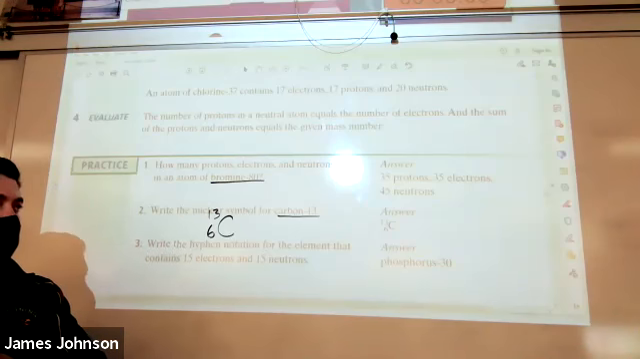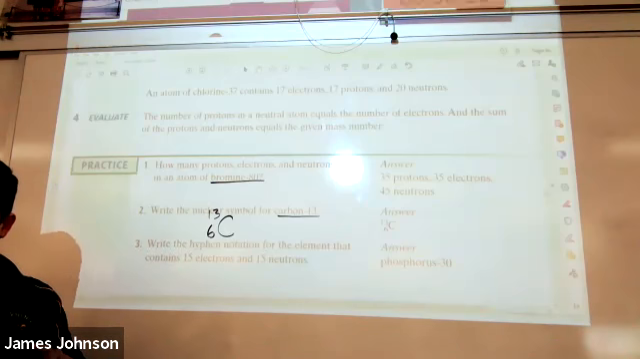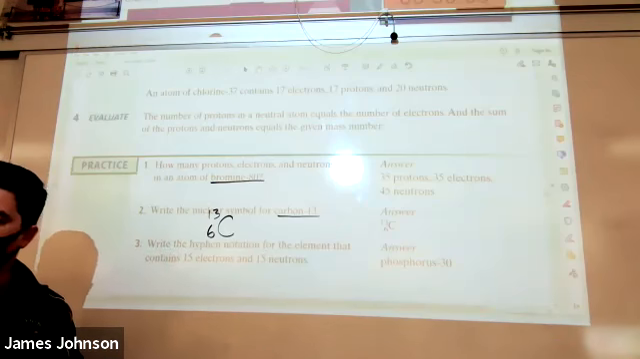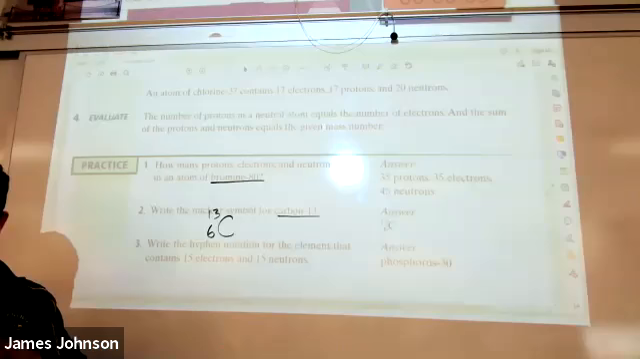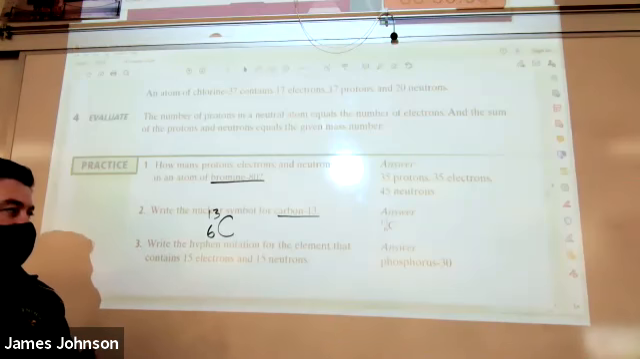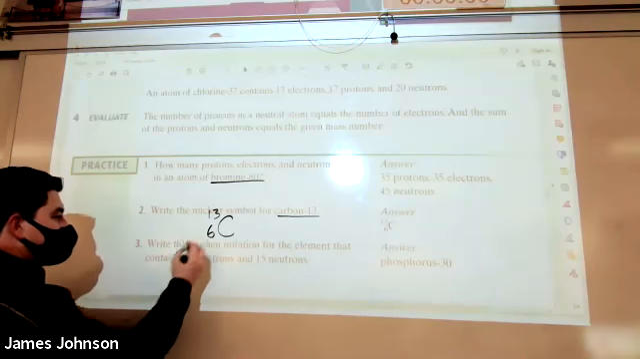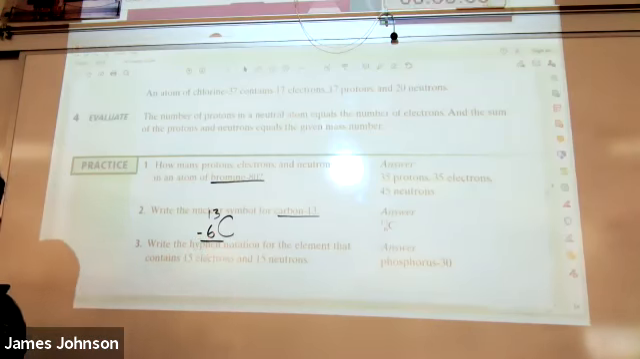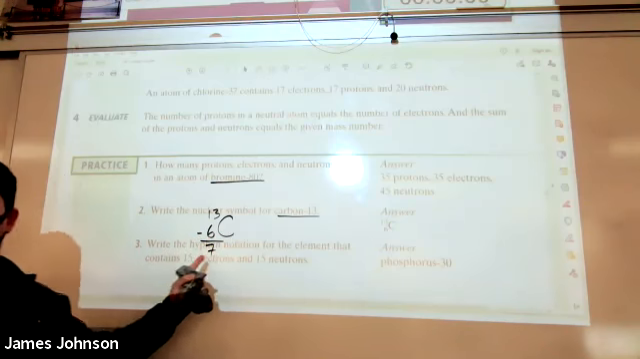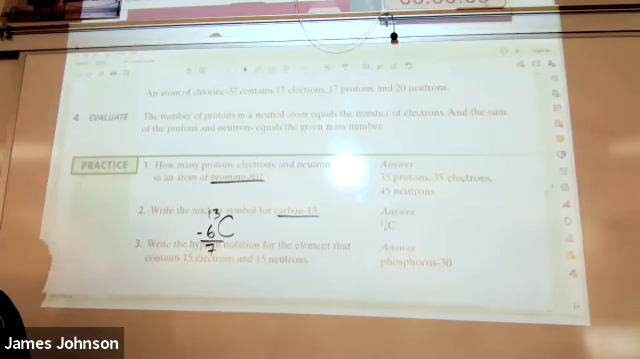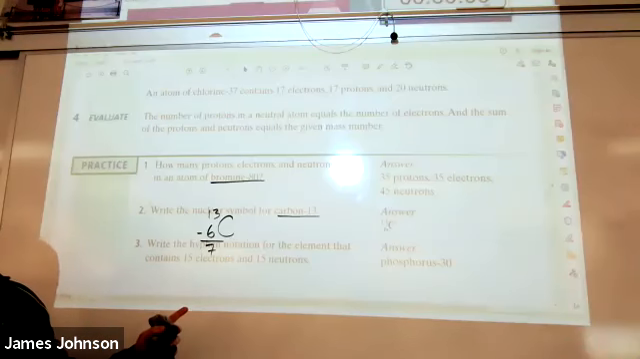Remember, if I'm going to find out the number of neutrons, I need to subtract the number of protons from the mass number. You guys remember that definition, right? Mass number is equal to number of protons plus number of neutrons. So if I want to figure out the number of neutrons, I need to subtract the number of protons from the mass number. Check this out. I already have that set up for you. See that? For this particular isotope of carbon, it's got 7 neutrons.